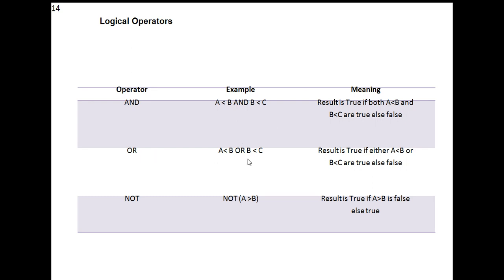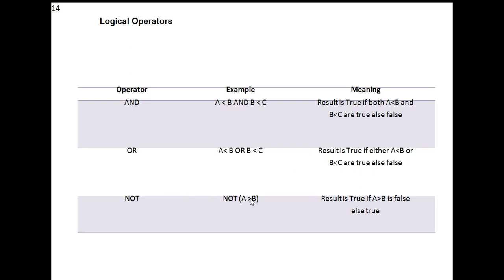Or: a less than b OR, O, R, alphabetical R, b less than c. The result is true if either a less than b or b less than c is true, else it is false. So the meaning of the OR symbol is, if both a less than b and b less than c are false, then the result is false. Otherwise, in all the other cases, the result is true.